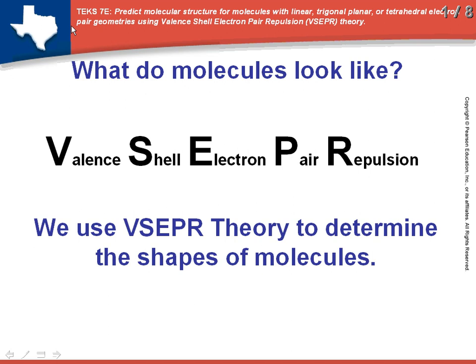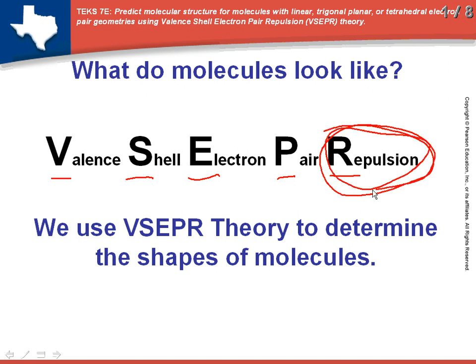What the heck is VSEPR theory? What does that stand for? Well, it stands for valence shell electron pair repulsion. Repulsion being the key word in VSEPR. And basically all this repulsion theory adds up to is: what are the shapes of molecules? What do they actually look like in three-dimensional space?